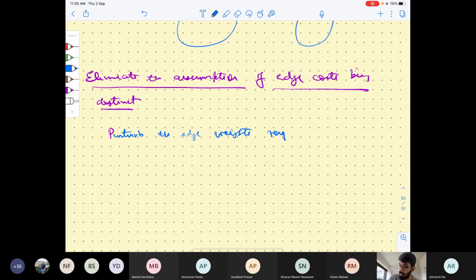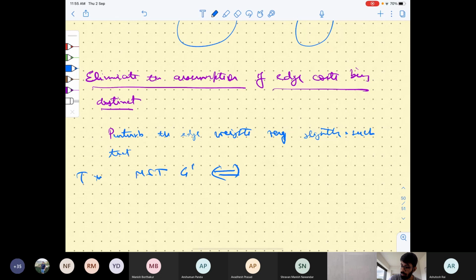Very slightly, such that the minimum spanning tree of G prime is the same as, so if T is, then T is an MST of G.